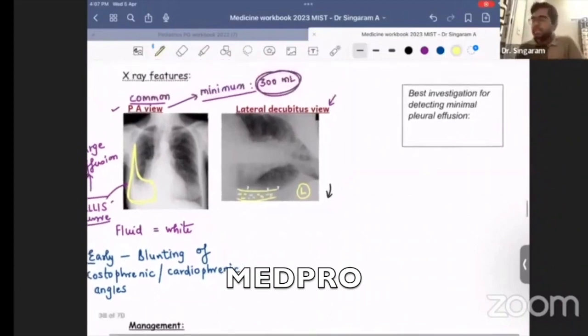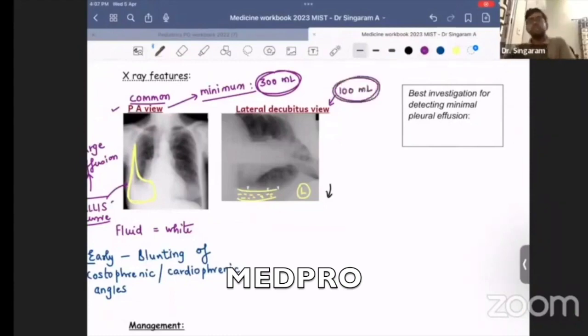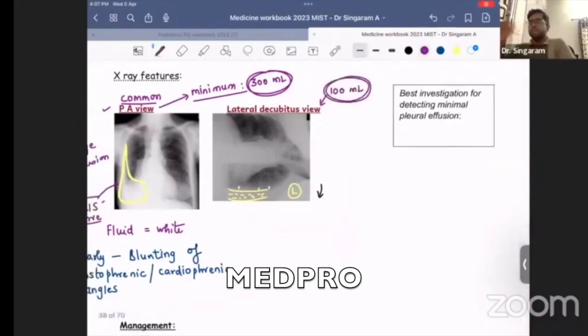Okay, and this lateral decubitus view will detect a small amount of fluid, as little as 100 ml also. As little as 100 ml. That's what you have to remember. Okay, so this is for lateral decubitus view. Okay, then the last one, what is that?